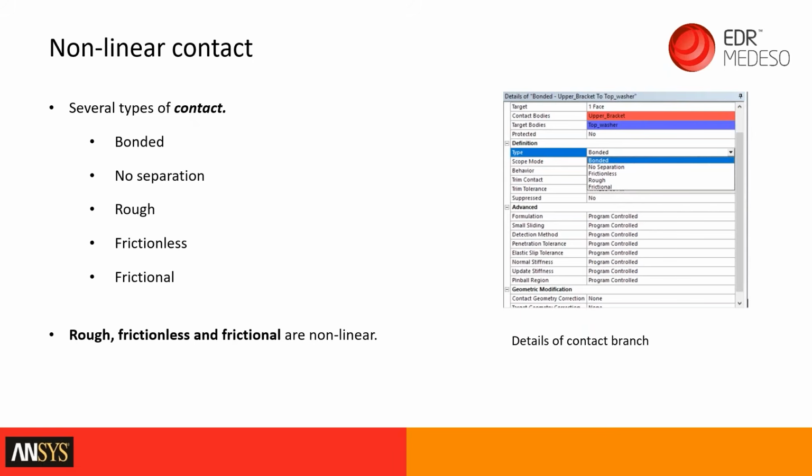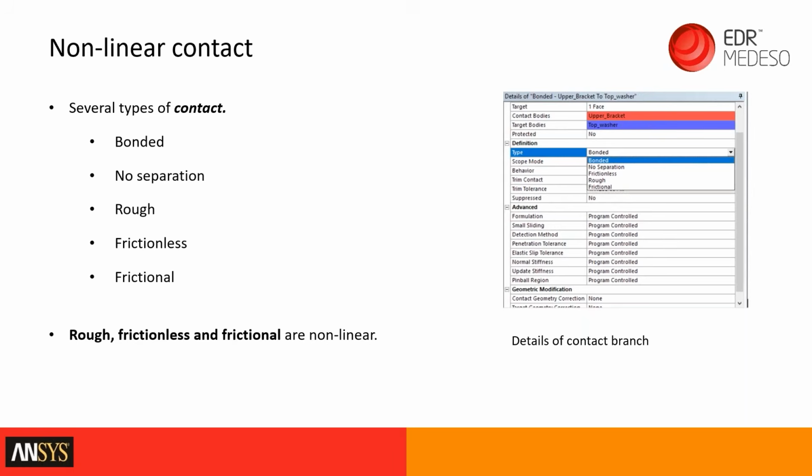The latter 3 cases, rough, frictionless, and frictional, are what we call nonlinear contact cases. These are all types of contact where the parts can move in and out of contact. So rough allows parts to separate from each other, but they can't slide. If they are in contact, they don't slide relative to each other.